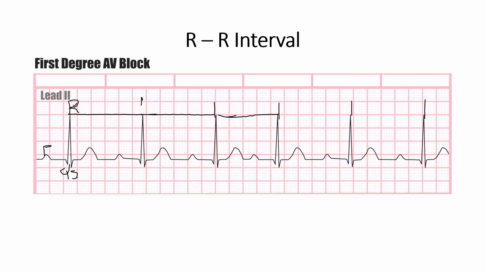Okay, I know they taught us in school to look for PQRS, but when you get to third degree, it will trick you. And I don't want you to get tricked up. So look at the R to R interval. There are no missing R's. There are no missing complexes.